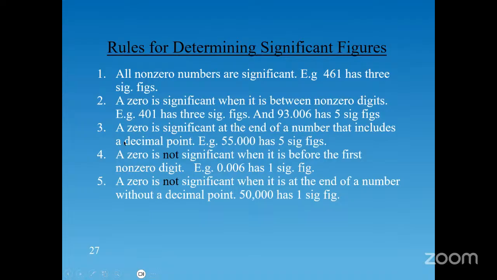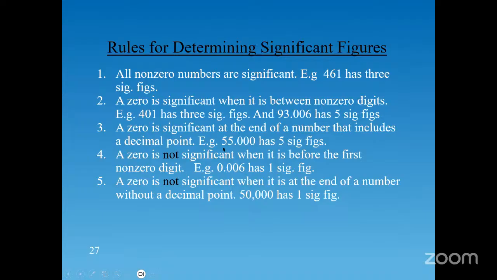Okay, the next rule has to do with a situation where you have zeros at the end of a number and there's a decimal point anywhere in that number, all right? So according to this rule, a zero is significant at the end of a number that includes a decimal point. So if you have a decimal point in a number and you have zeros at the end of that number, then those zeros are counted as significant. So for example, 55.000 would have a total of 5 significant digits because you have 3 zeros here at the end of the number and there's a decimal point here, all right?